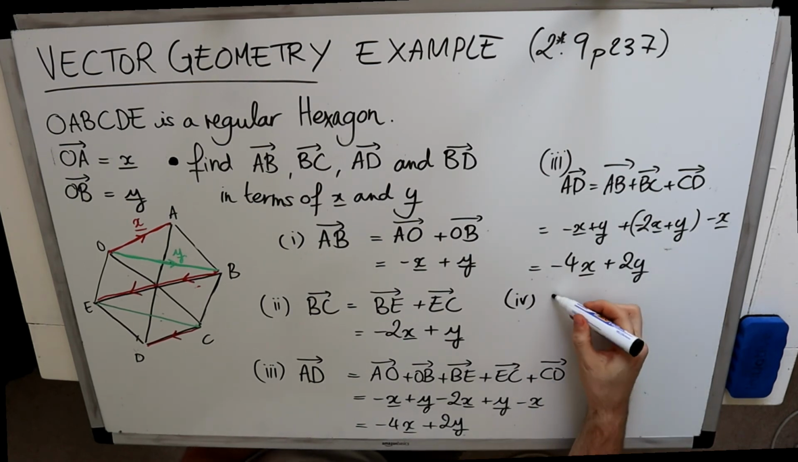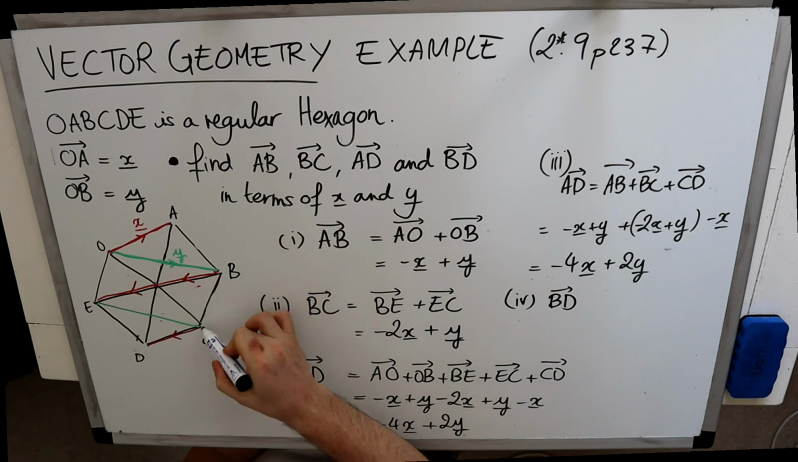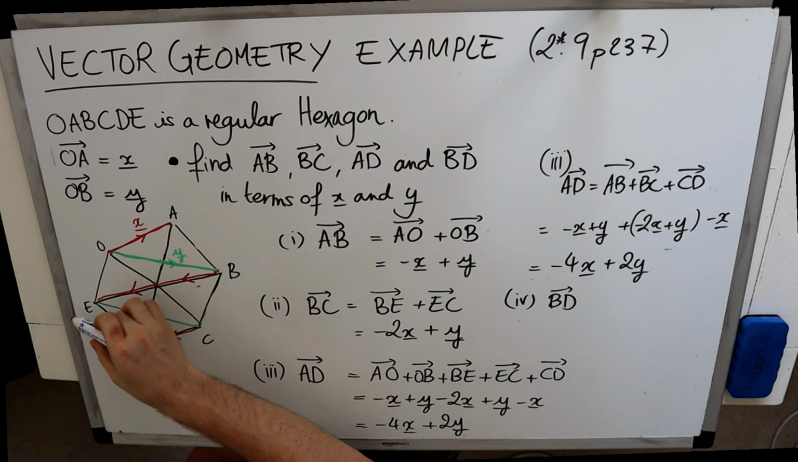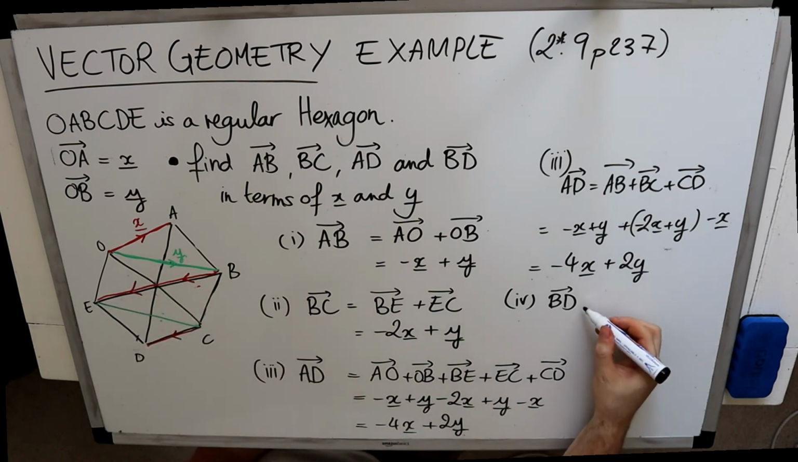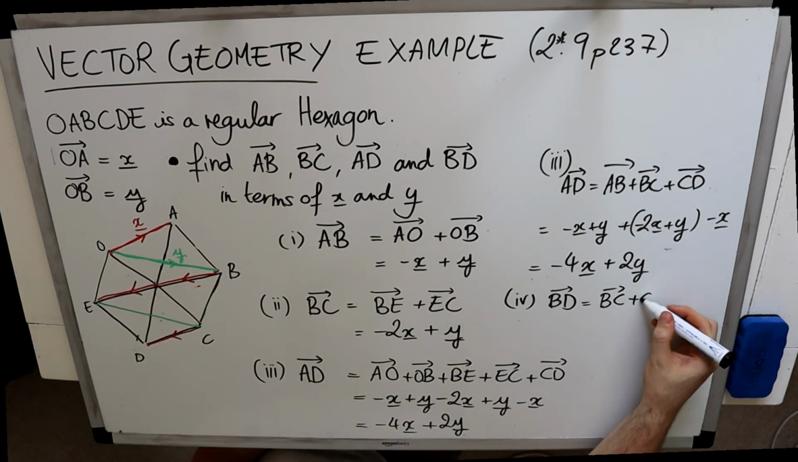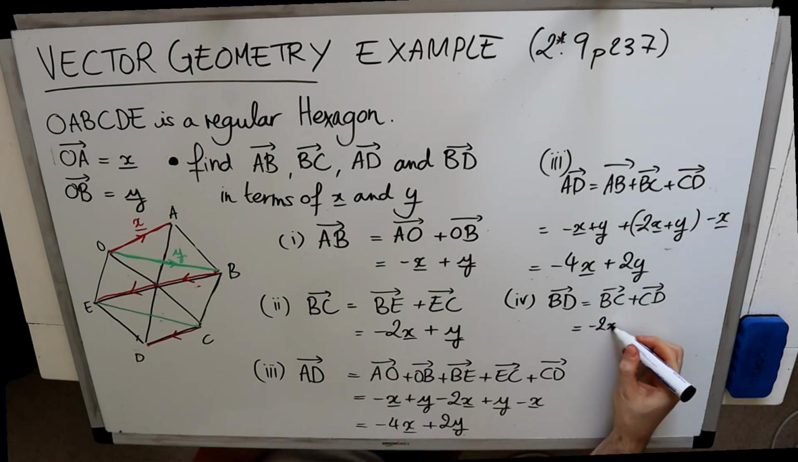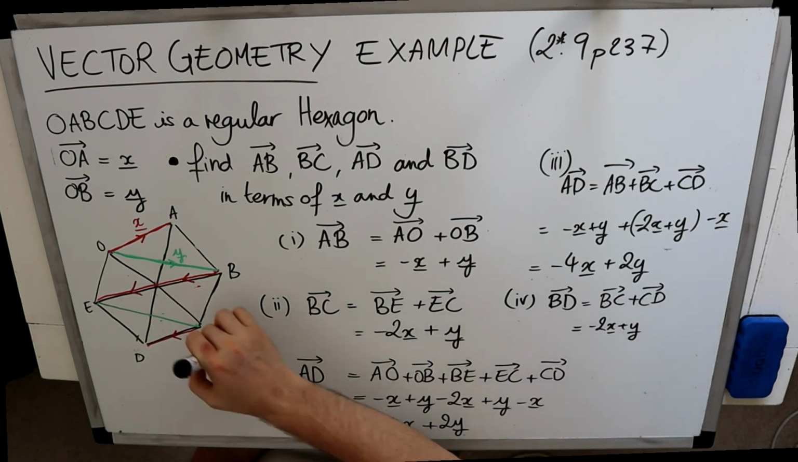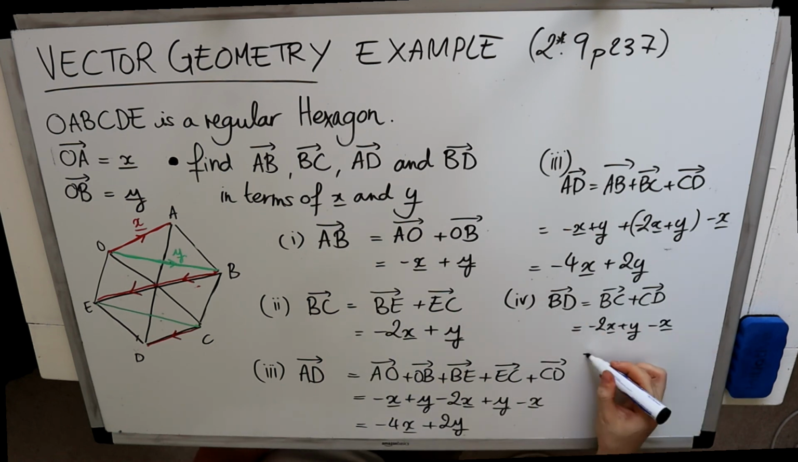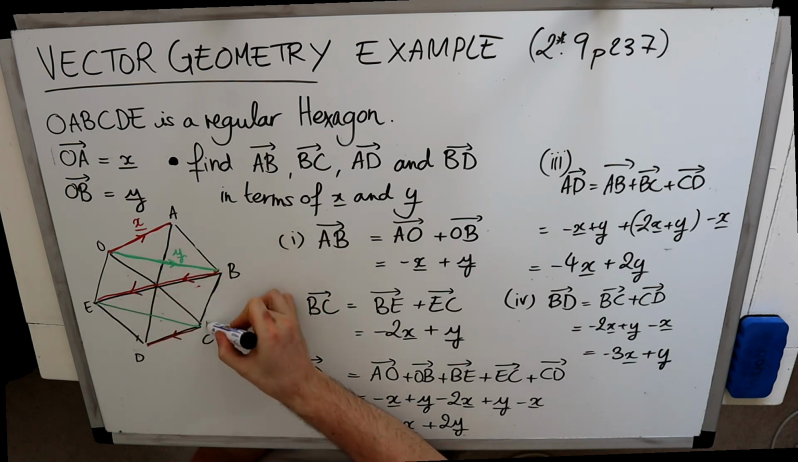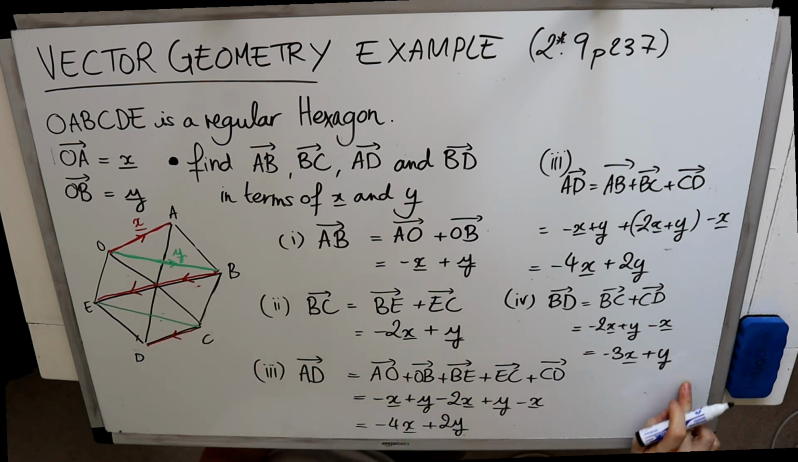Finally here, if I want to do BD, well this one, BC and CD, I could either use the path that I've already written down, which is minus 2x plus y, or I could write it as BC plus CD and just reuse my BC from over here. Either way, I may as well just reuse all of this. So this is going to be minus 2x plus y, and then CD we saw before was just another minus x. So this is minus 3x plus y. And again, if I just started here and followed the arrows I'd already done, that's minus x plus y minus x, which is exactly the same thing as this.